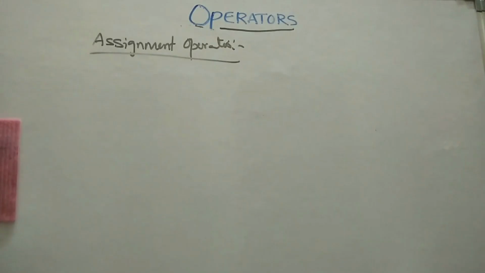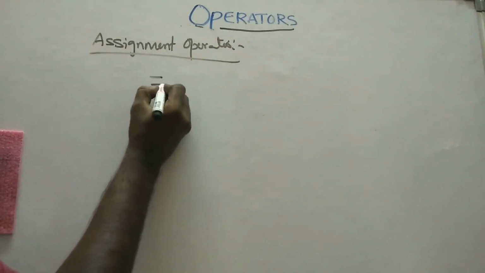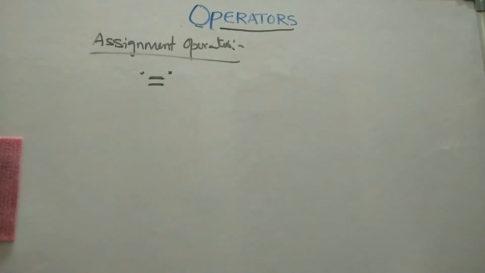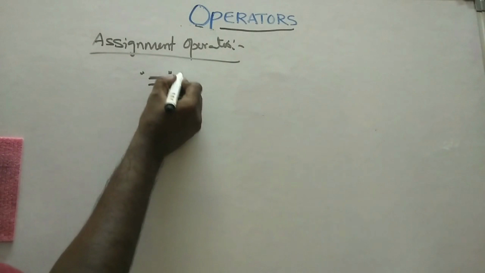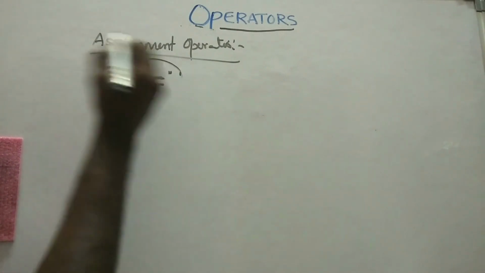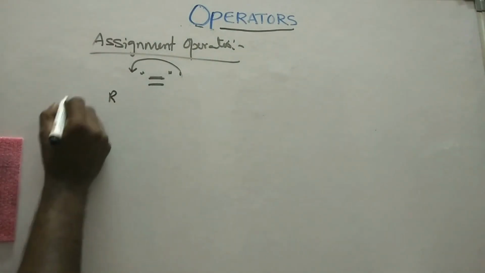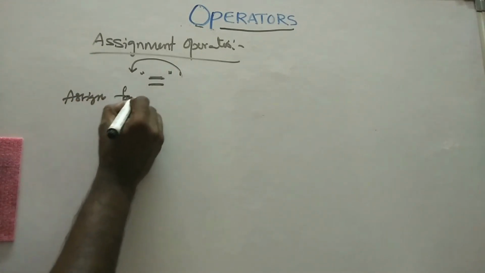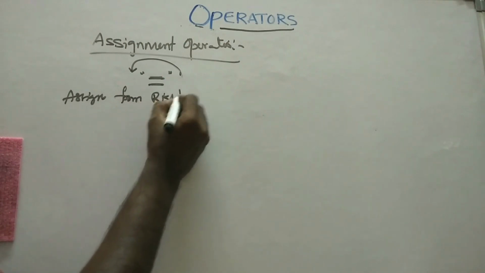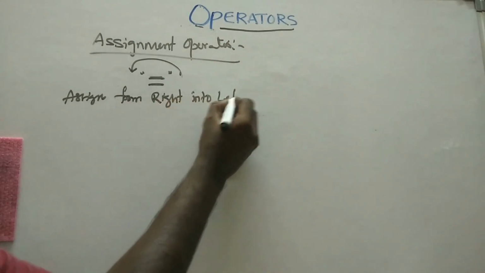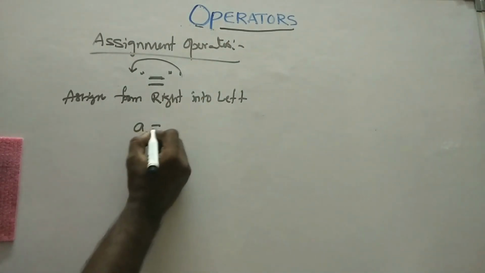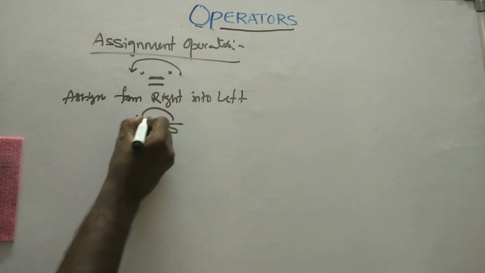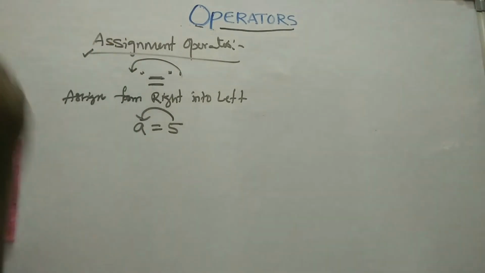What is meant by assignment operator? The assignment operator is the equal sign. What is the need of this assignment operator? It assigns the value from the right side into the left side. That means A = 5 means the value 5 is assigned to the variable A. That is the need of assignment operator.